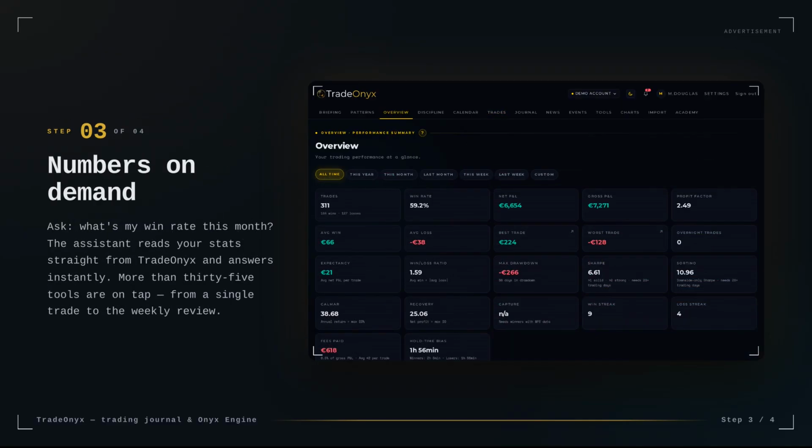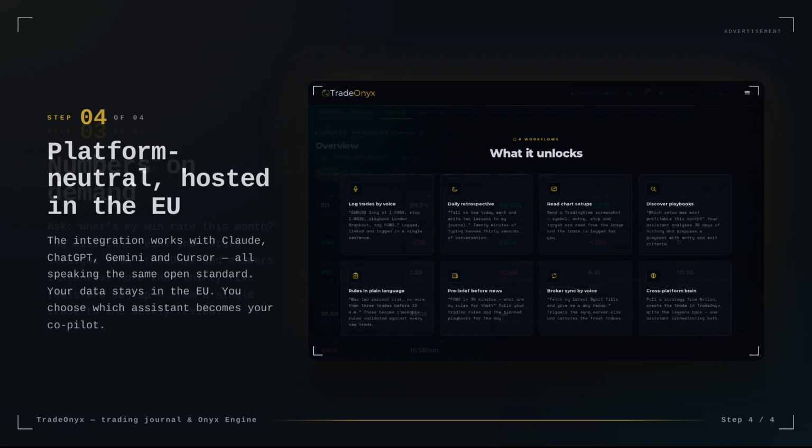Ask, what's my win rate this month? The assistant reads your stats straight from TradeOnyx and answers instantly. More than 35 tools are on tap. From a single trade to the weekly review, the integration works with Claude, ChatGPT, Gemini, and Cursor, all speaking the same open standard. Your data stays in the EU.